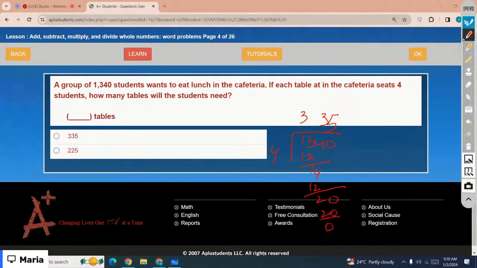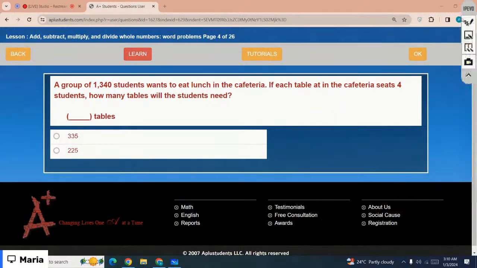That means the total tables you need for 1,340 students is 335, right? Option number 1 is the correct option. You need 335 tables.